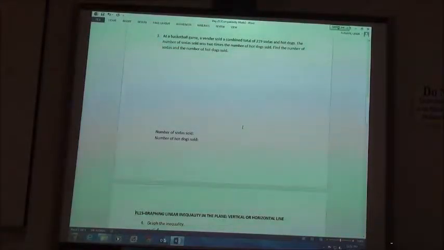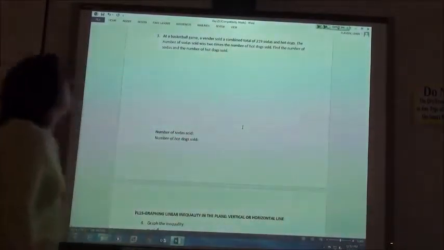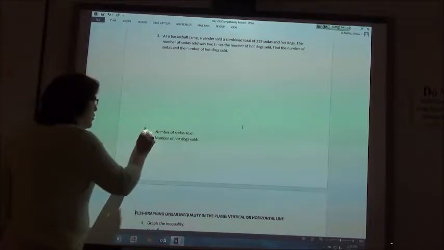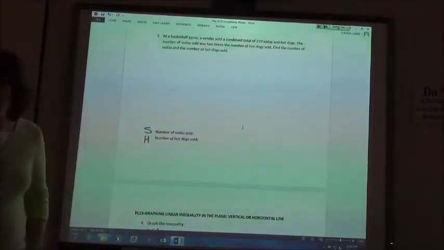All right, so the third one. At a basketball game, a vendor sold a combined total of 219 sodas and hot dogs. The number of sodas sold was 2 times the number of hot dogs sold. Find the number of sodas and the number of hot dogs sold. So again, I'm going to use S for my sodas and H for my hot dogs.